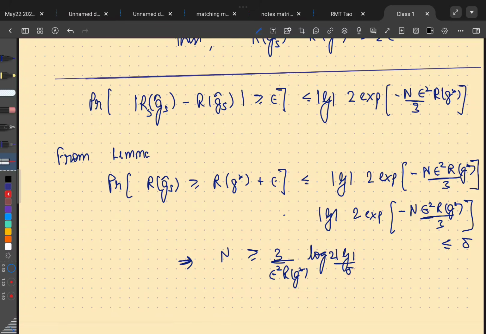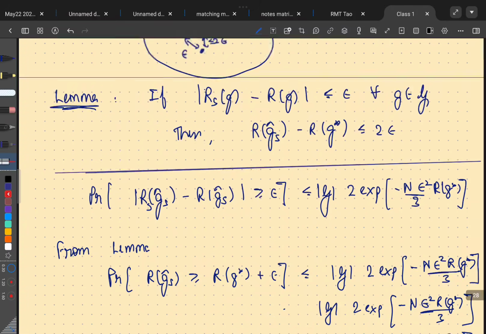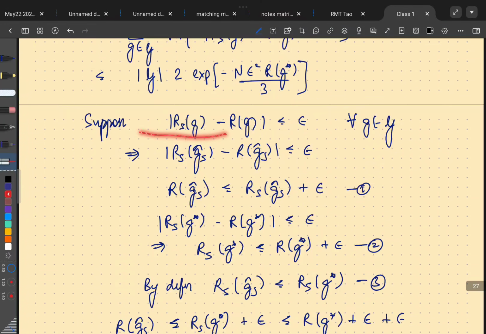Yeah. Isn't GS hat dependent on the sample? It does. So it only works for something which is not random. Yes, but then the point is that I showed that this holds for every G. GS hat is some G. It doesn't matter. It is some G from script G, right? The main point is that the Chernoff bound doesn't work for GS hat. I can't use the Chernoff bound to derive a bound on this particular quantity.